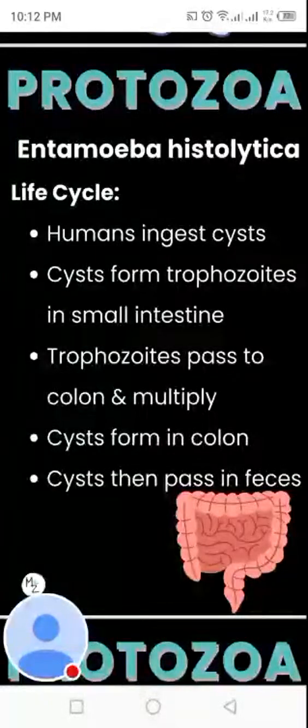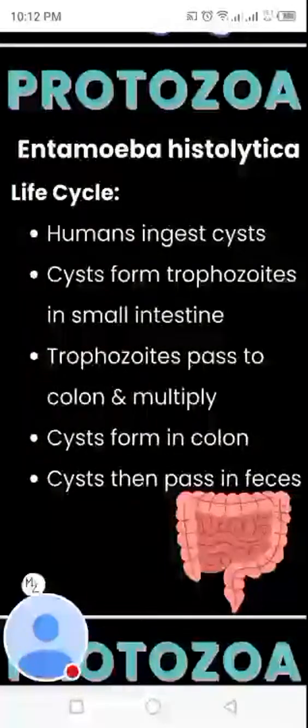I'll be explaining how it causes the infection in the pathogenesis a little later, but for now, focus on the life cycle. It will then multiply in the colon and will pass in the feces. It will not pass, its cysts will be passed in the feces, right? Is that slide clear to you all, or do you have any questions about that?